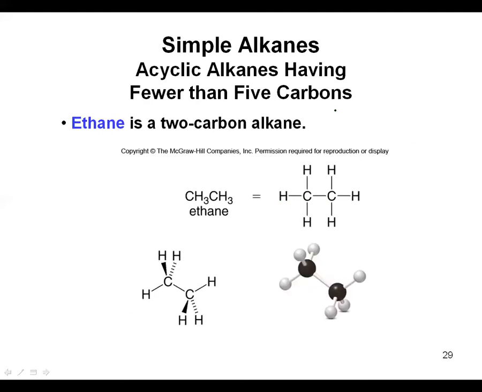Ethane, again, is our 2 carbon one. So this is our condensed formula. That's our structural formula. That's our model formula. These guys represent one coming forward and one going backwards in 3-dimensional space. That's what the wedge and the checkered line represent. This is supposed to be coming out of the board and this is supposed to be going backwards, in 3-dimensional space.